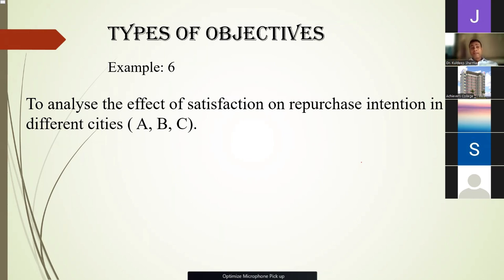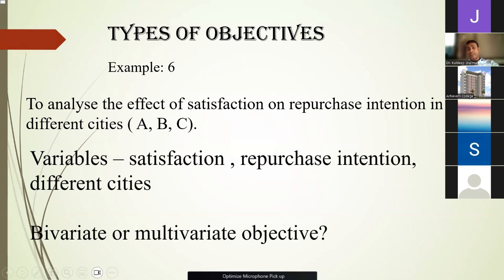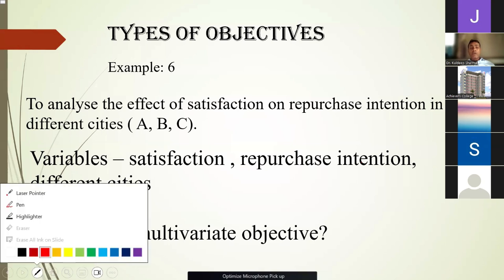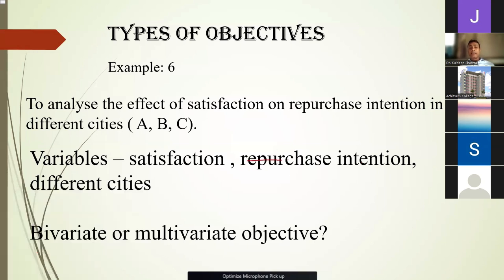Let's see here. I have identified there are 3 variables here: satisfaction, repurchase intention, different cities. If I omit repurchase intention, then it becomes bivariate. If I say I want to study this also, then it becomes multivariate. My repurchase intention changes as per the city. As per the city, let us have an example.